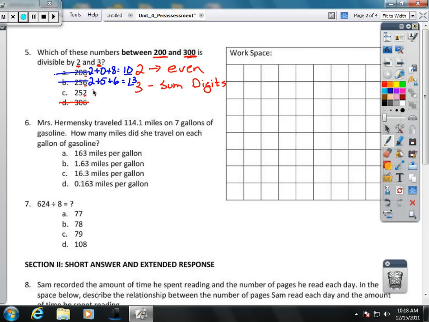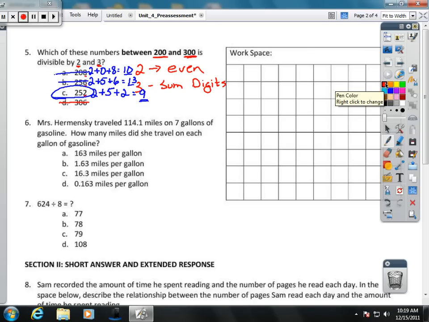Let's just prove it to be on the safe side. 2 plus 5 plus 2. Well, 5 plus 2 is 7. 7 plus 2 is 9. So yes, 9 is divisible by 3. So 252 is going to be divisible by both 2 and 3. Nice job. Hopefully you guys understand that one. I think you do so far.